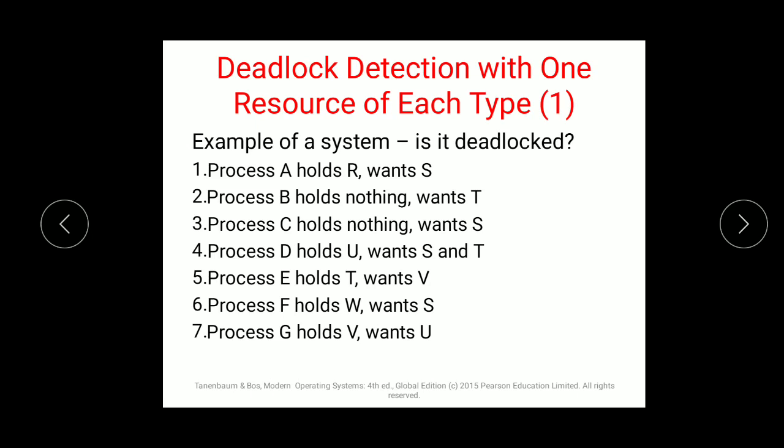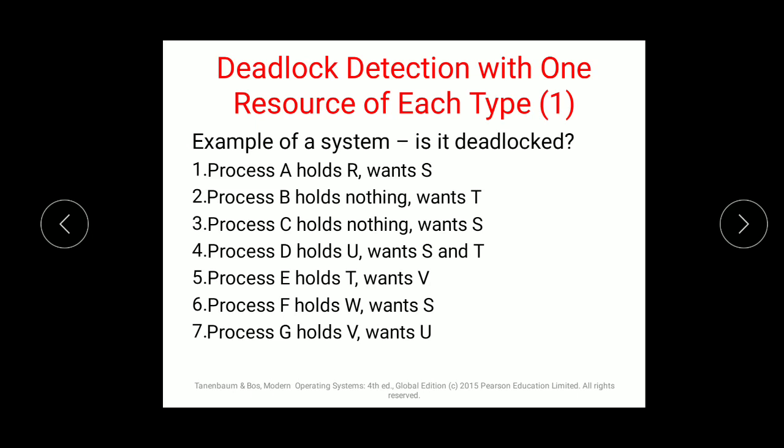So the first type of deadlock detection is with one resource of each type. So when we talk about only one resource for one process, what is the scenario? We'll see that a deadlock detection algorithm makes use of a wait-for graph, which is a resource allocation graph.